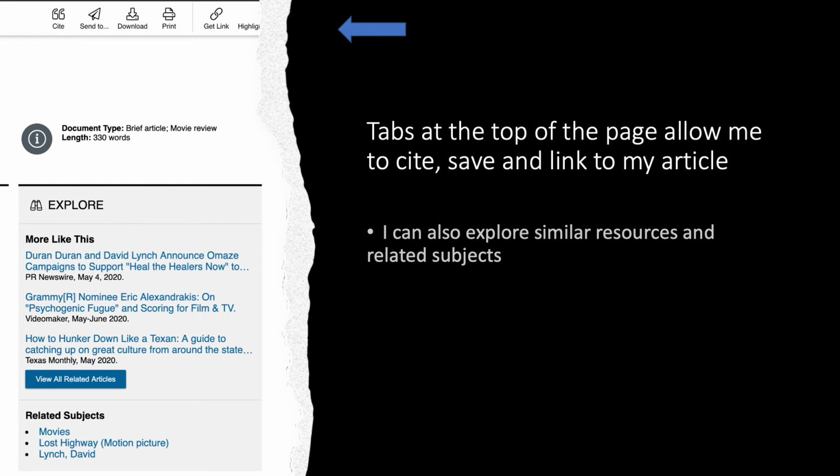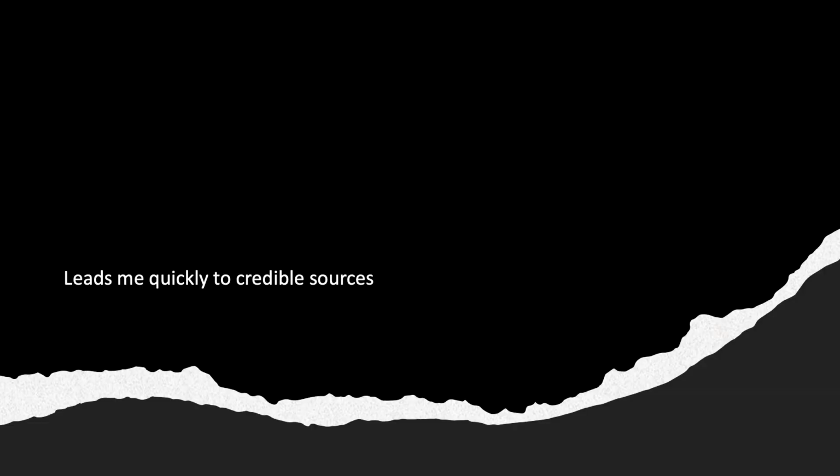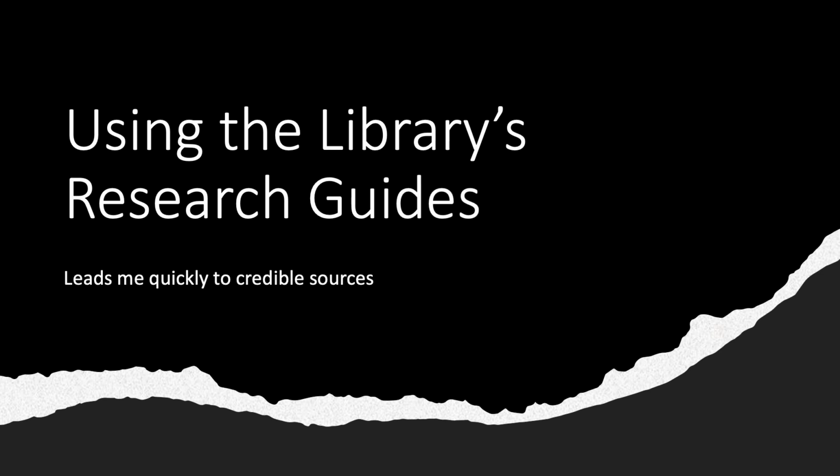So if I want to get my link to embed it right into the discussion board topic, all I have to do is use the tab at the top of the page. I can cite, save, and link my article. And I can also dig a little bit deeper if I want to explore similar resources and related subjects. Using the library's research guides leads me quickly to credible sources.